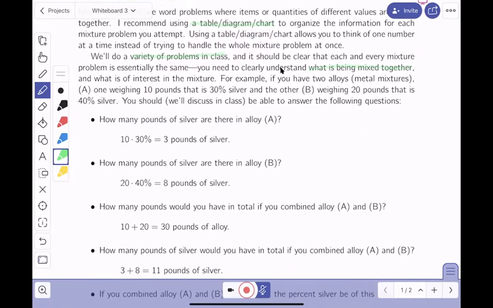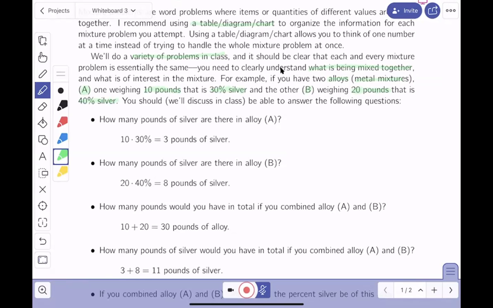For example, if you have two alloys, someone says, I don't know what an alloy is. It says right here, it's a metal mixture, all right? And it says, one of them is called A, weighing 10 pounds and 30% silver. And the other was called B, weighing 20 pounds and 40% silver, right? You should be able to answer the following questions. How many pounds of silver in A, right?